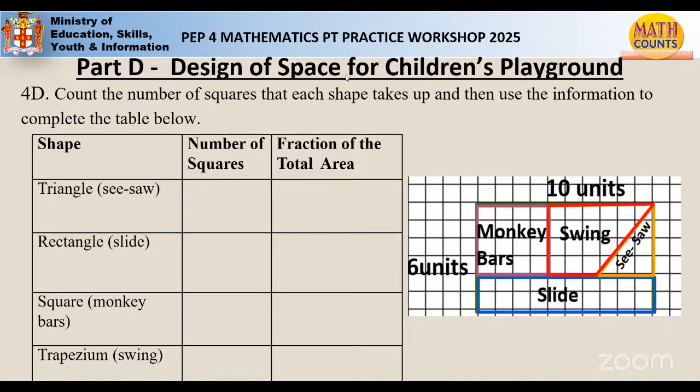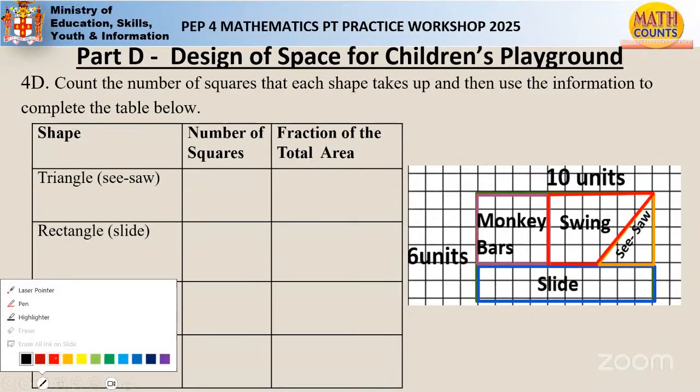Hello, is it 5.5? 5.5. Tell me how you arrived at the 5.5. 1, 2, 3. I added the square units. All right, so let me get my marker. Let me get my pen here, so now.